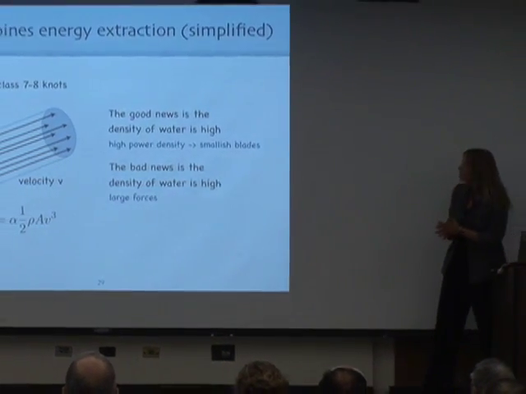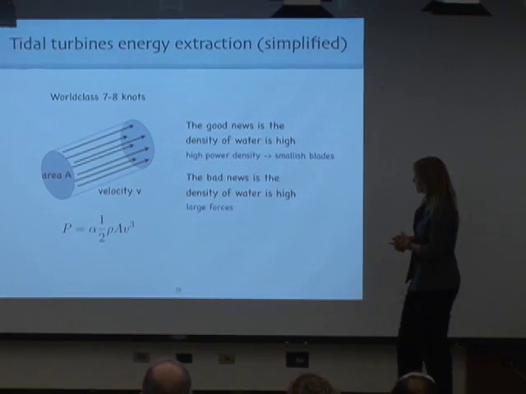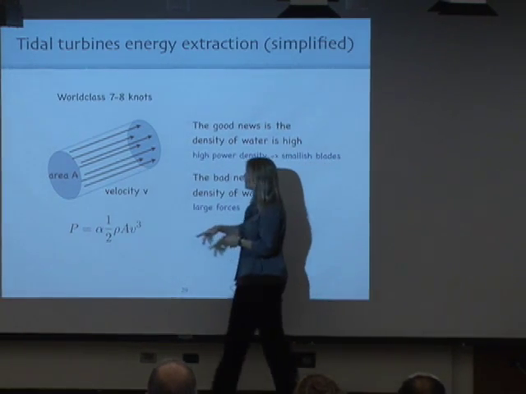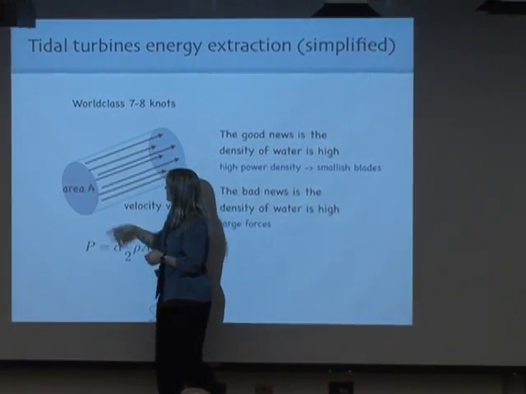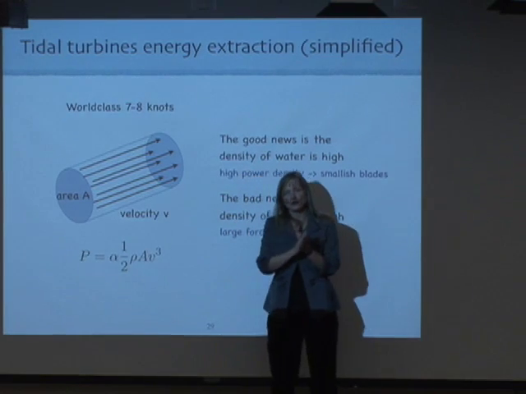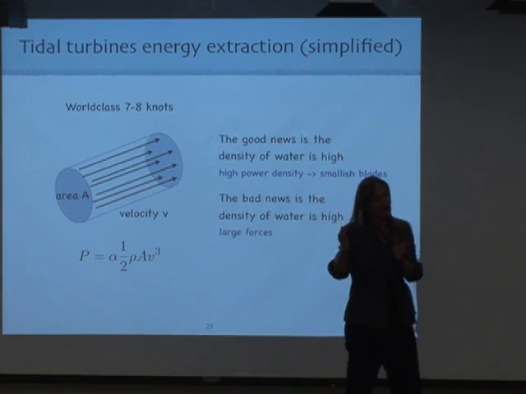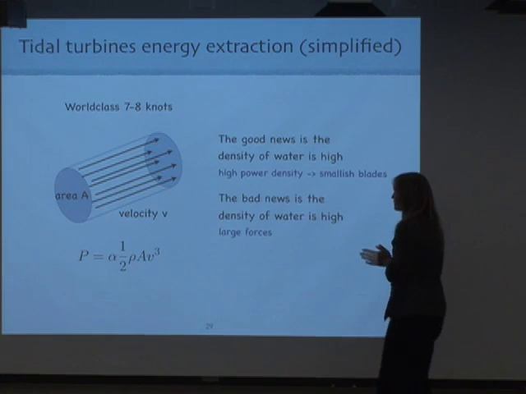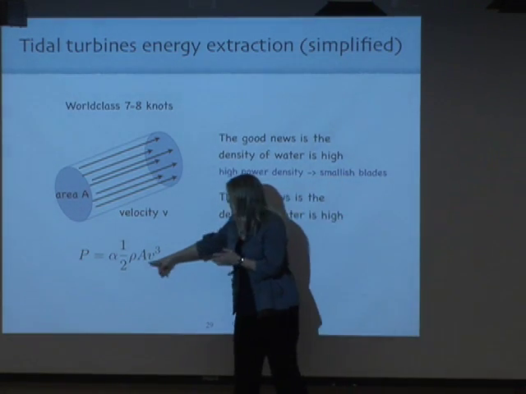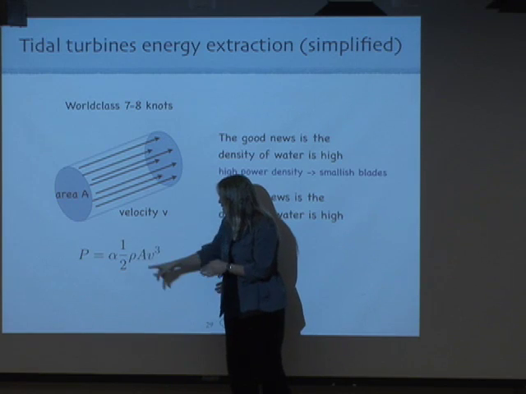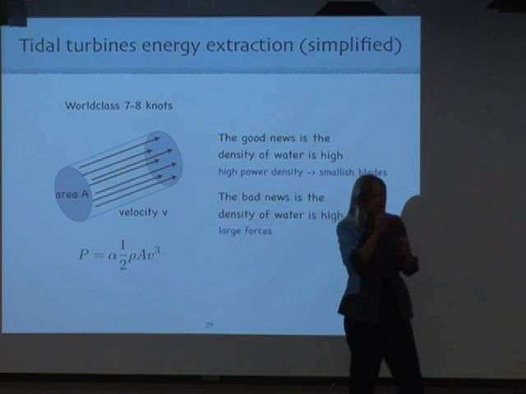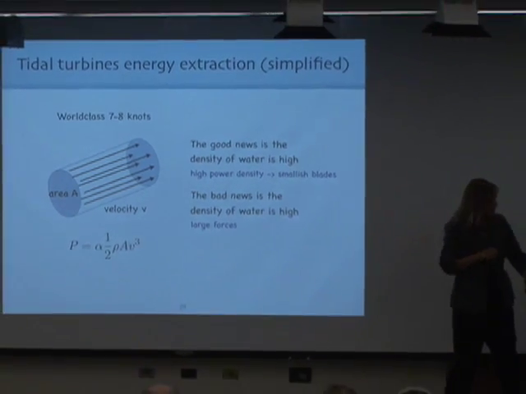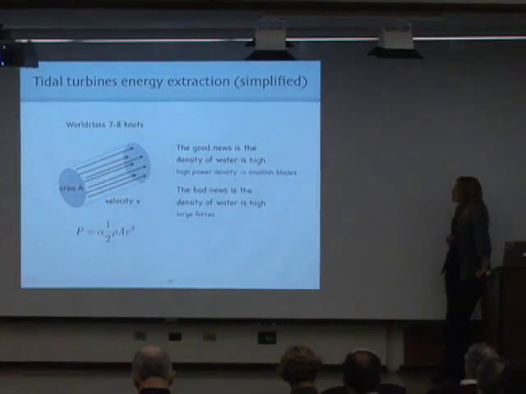How much energy can you extract? Well, let's simplify this a little bit. Suppose that here is the turbine area. Here are the turbine blades rotating, and if you look at the kinetic energy of all the water that flows through this turbine per second, then that would be, using just kinetic energy, half times the density times A times V cubed. So here is that V cubed relationship between velocity and power.